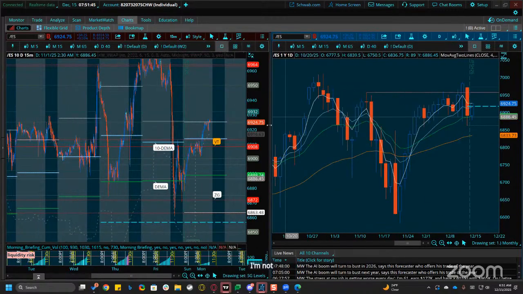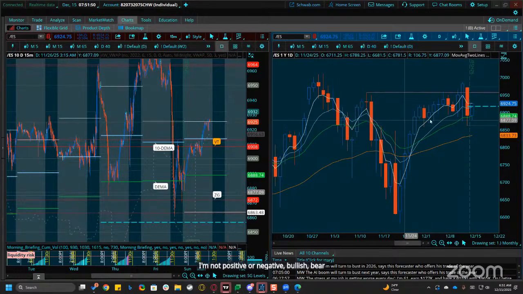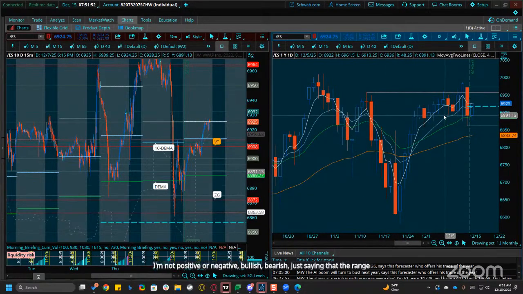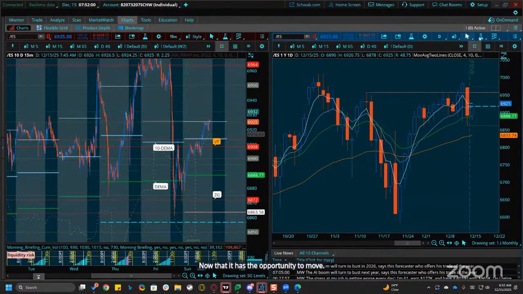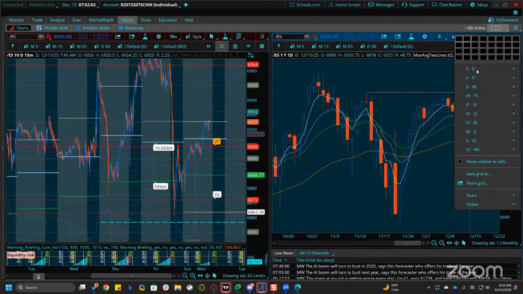I'm not putting a bias in this. I'm not positive or negative, bullish, bearish. I'm just saying that the range should end now, and we need to look for signals about which direction it's going to go now that it has the opportunity to move, whatever way it goes.